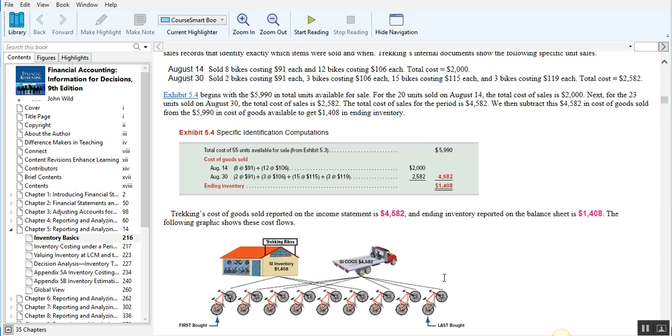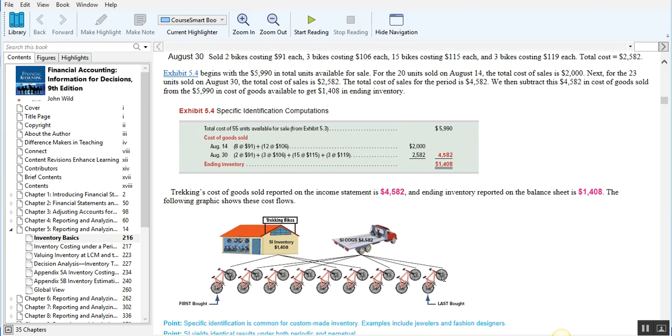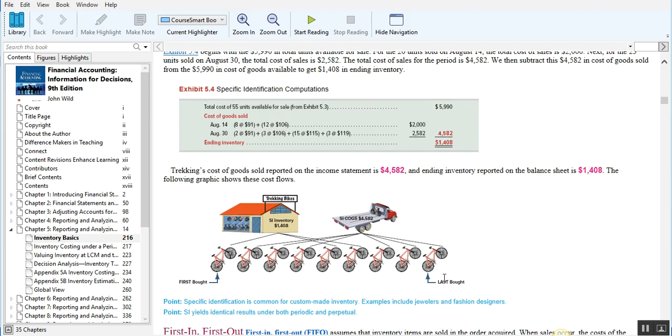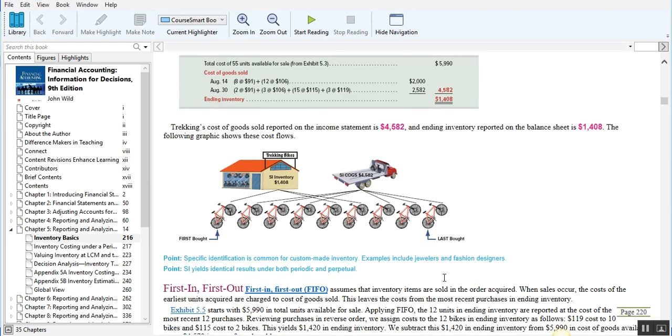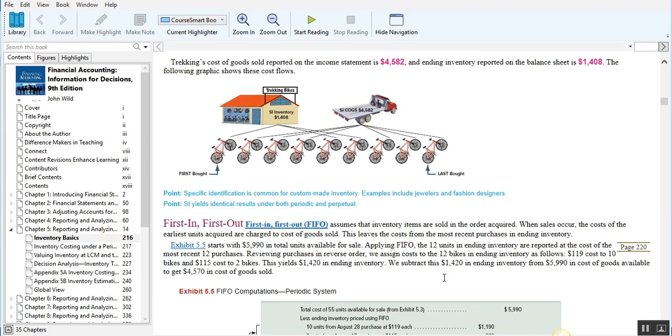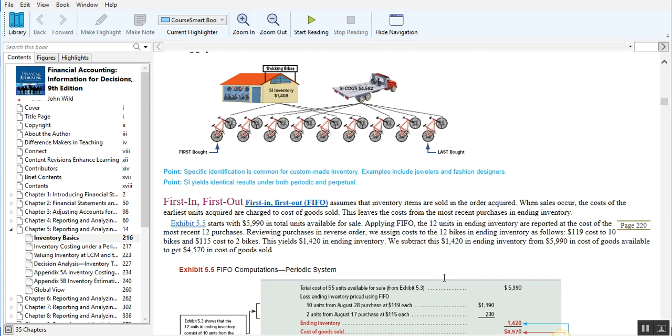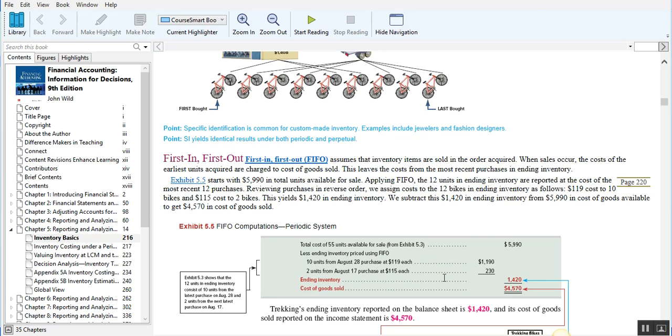So the cost of goods sold will be $4,582 and ending inventory will be $1,408 if we use the specific identification approach. Now, if we use a different approach, that number will change. So here is the assumption based on a first in, first out approach.